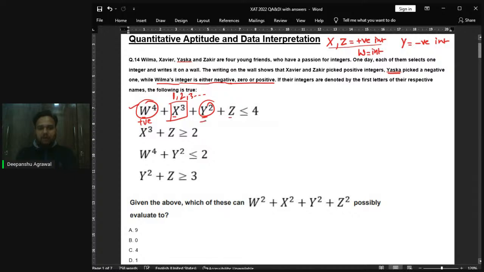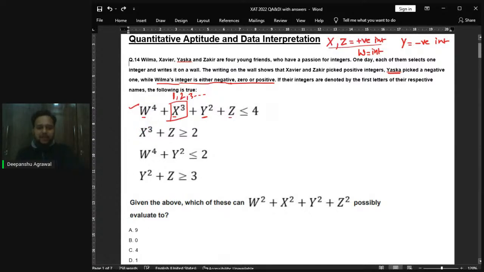Y square will always be positive. Z cube, sorry, only Z. Z is a positive integer, so this will also be positive. And X cube, because X is a positive integer, so X cube will also be positive. So that means, I just missed a trick, W to the power 4 can be 0 or positive. This will not be a negative number.